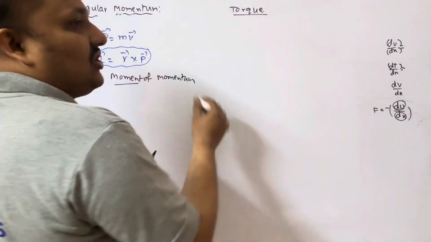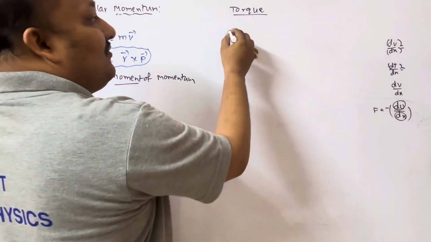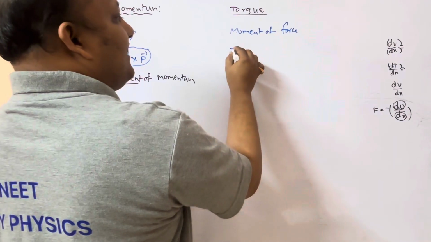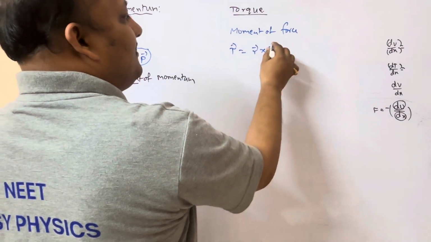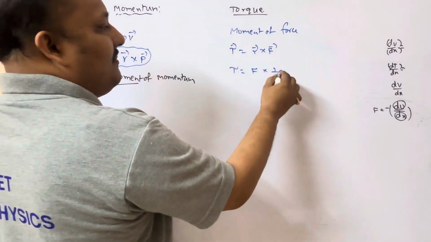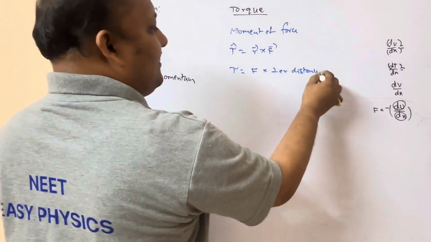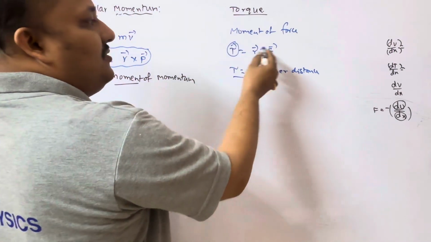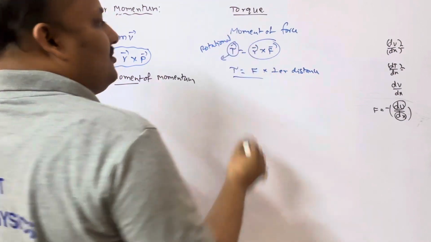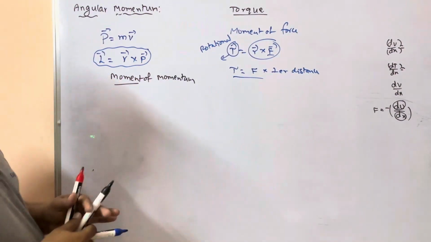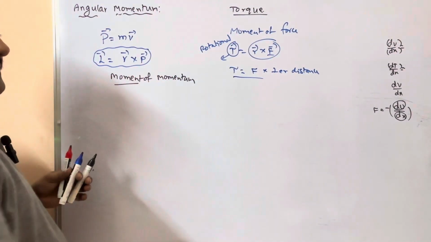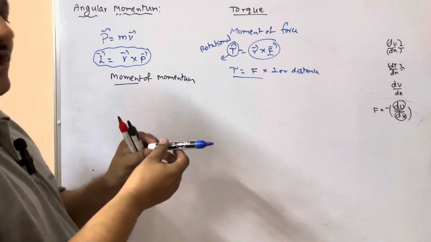Now how will they define torque? So, moment of force. This one only they will write: tau bar is equal to r bar cross F bar. So generally whenever we write force into perpendicular distance, we will call it torque. Torque will produce rotational motion. Force will produce linear motion, otherwise it is going to stop, or move according to Newton's second law. So if you are rotating any object, you require torque, not force.